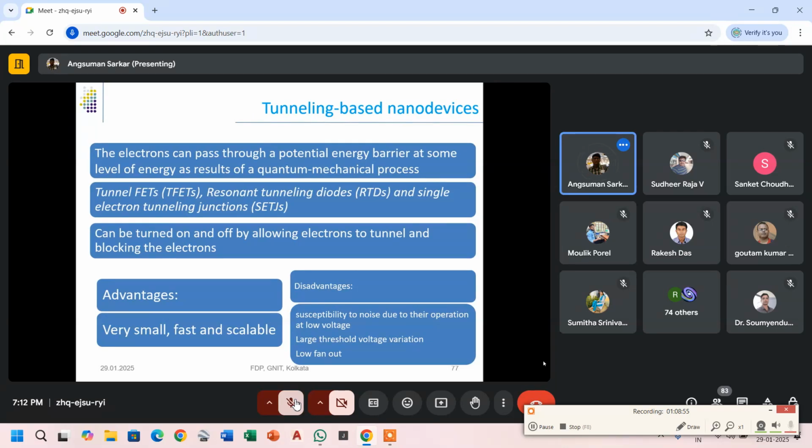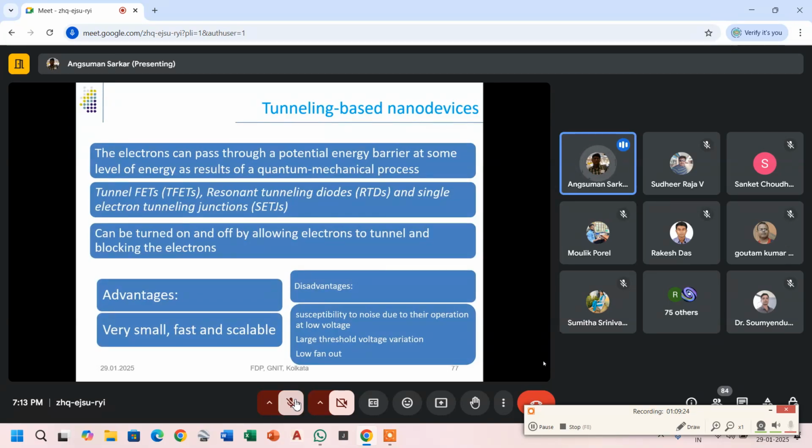So the advantage is that they are very small, fast and scalable, but again there is a problem. The major problem is low fan out. The current obtained by quantum mechanical tunneling is very small. As a result of tunneling, we normally obtain a very feeble current, since a small amount of carriers contributes to a feeble amount of current. As a result, low fan out occurs.